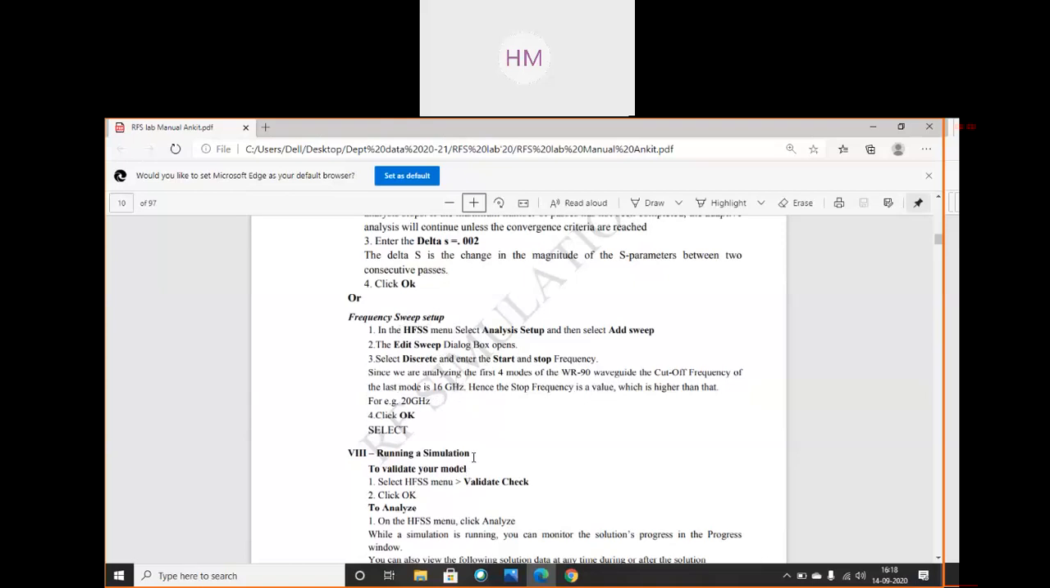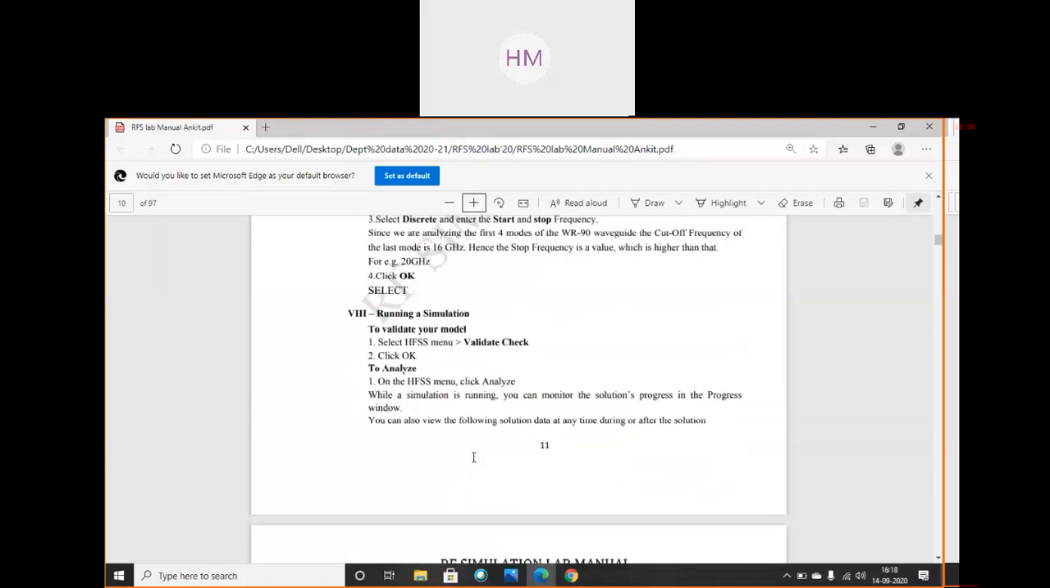Then running a simulation. To validate your model, you have to check the model whether something is left, whether there is some error in the designing, whether the excitation is given or not, whether the boundary conditions are satisfied or not. So everything will be done by validate check. If this is okay, then your design is perfect.